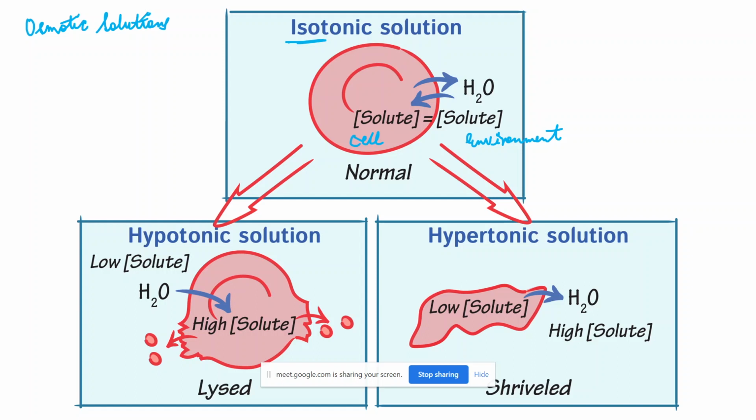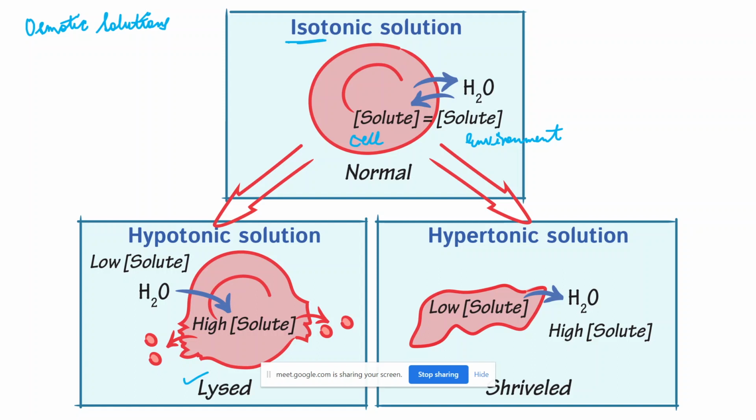So here your cells will be very happy, they'll be growing normally because the solute concentration is the same, and hence there will be no movement of water in the cell or out of the cell. However, in a hypotonic solution, the solute concentration inside your cell will be high, and hence water will get inside your cell, and in such a case your cells will swell.